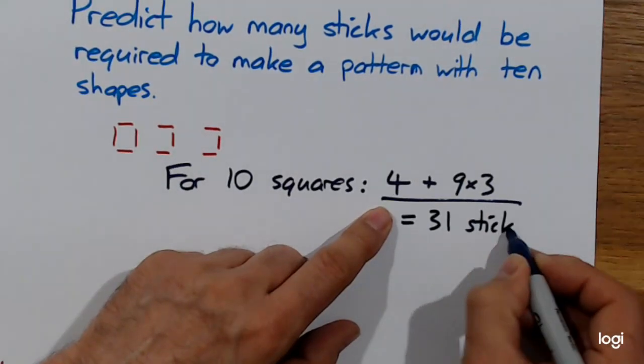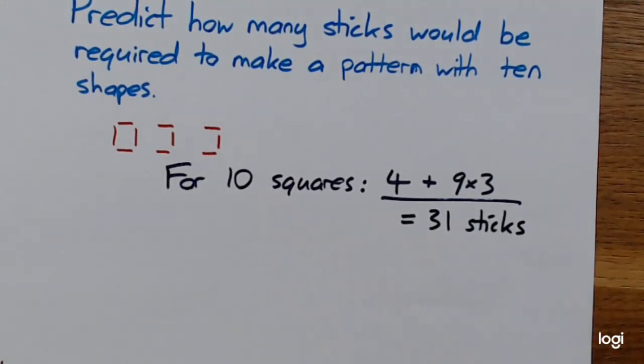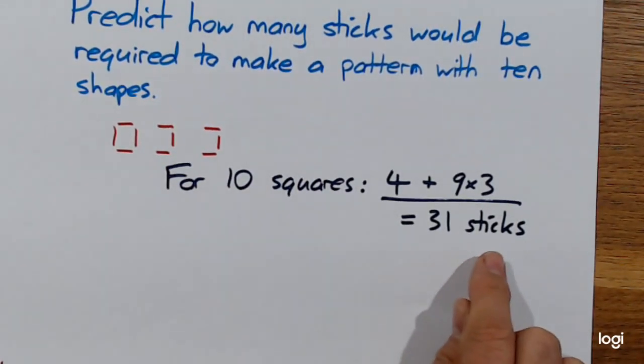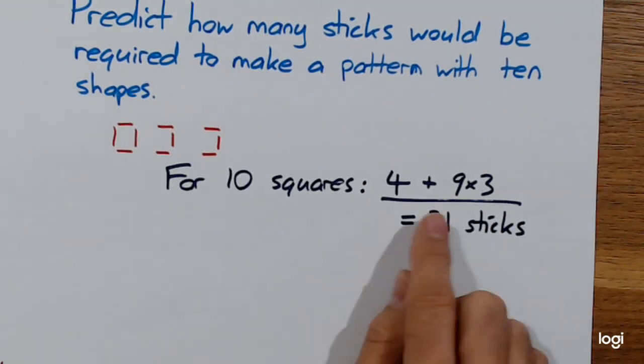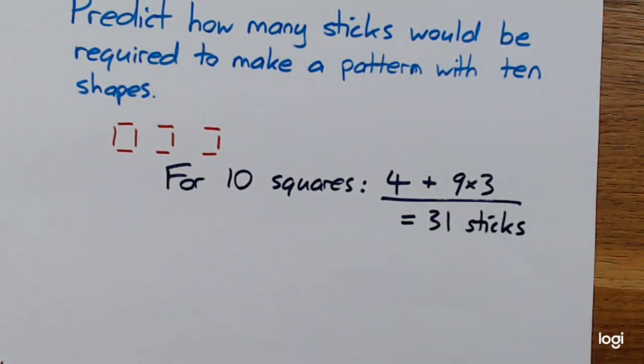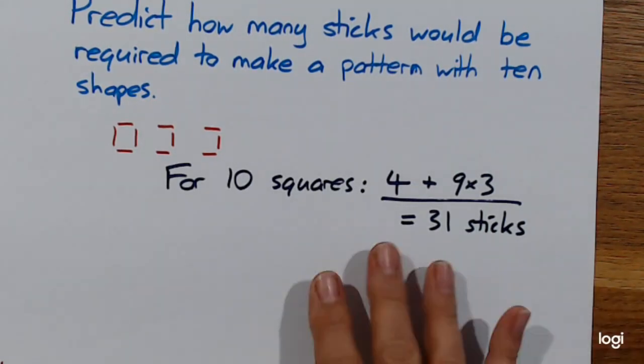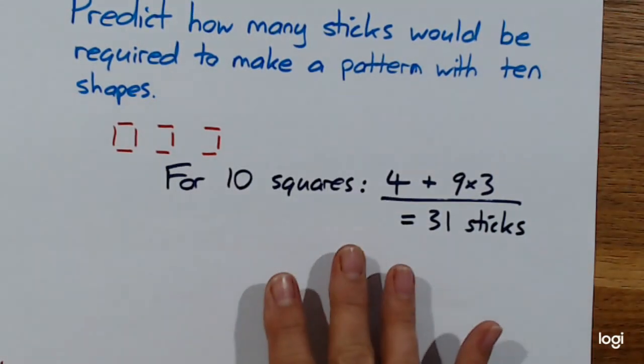So without drawing it, and this is the good thing about patterns and predictions, right? Without doing it, we already know that we would need 31 sticks to make one of these shapes that had 10 squares instead of 5, right? And this sort of patterning, using patterns to predict things, is used all the time.